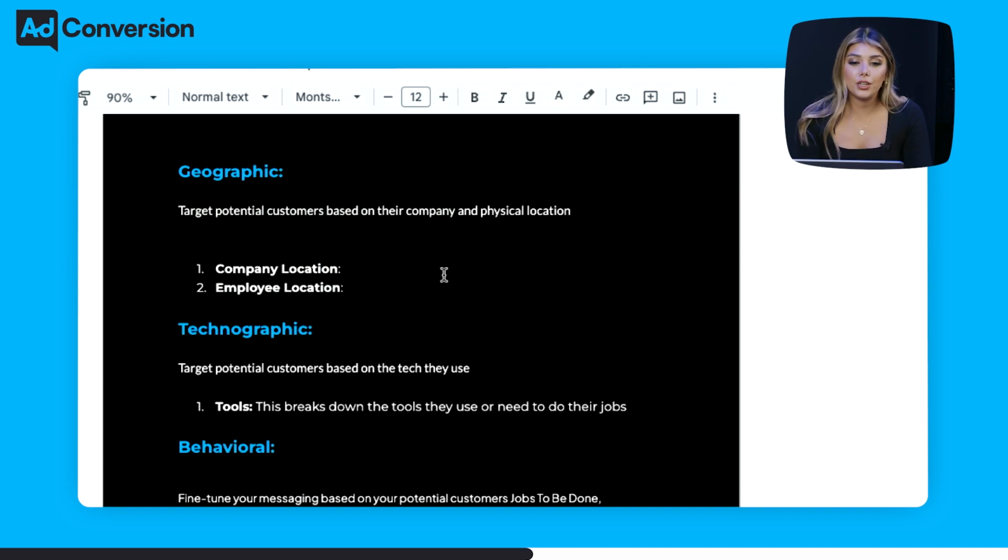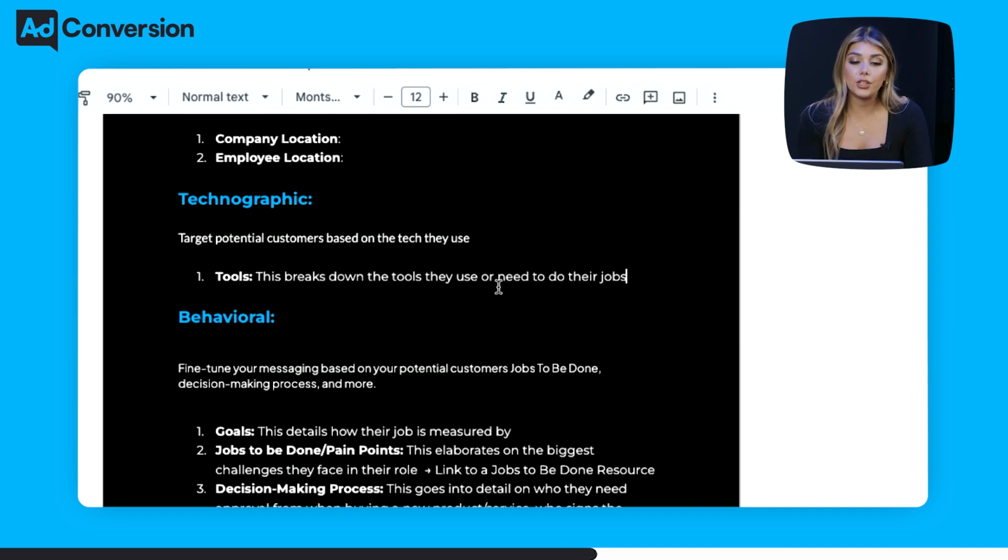The next segmentation is geographic segmentation. This is where you're going to target potential customers based on their company and physical location. So where are the company and employee locations? Fill that out here. Here's technographic segmentation. This is where you're going to target potential customers based on the tech they use. Just insert the tools that they use on a day-to-day basis here.